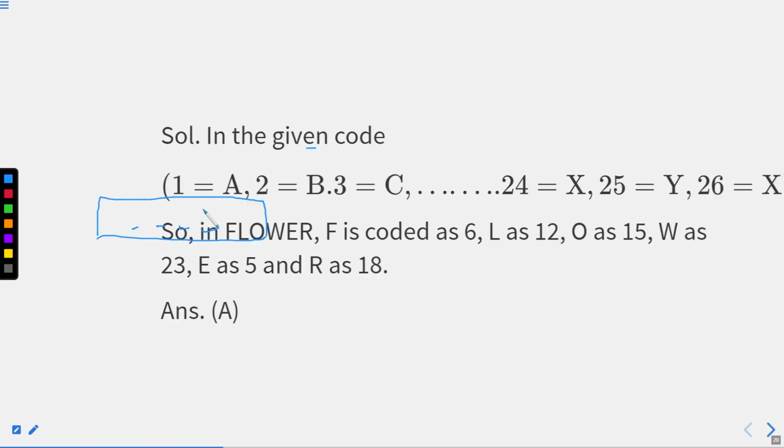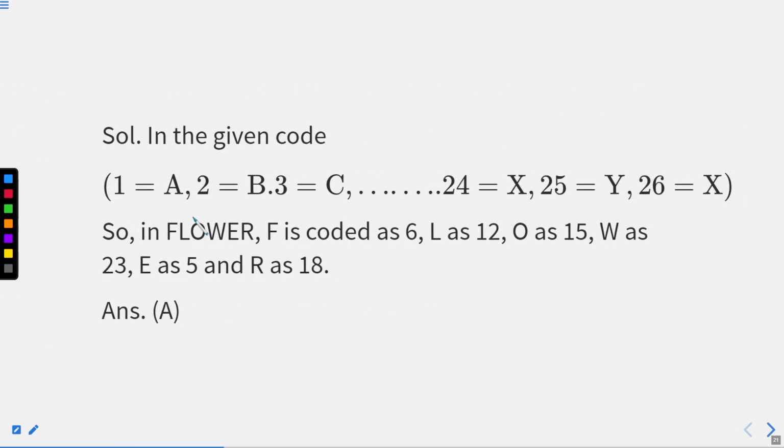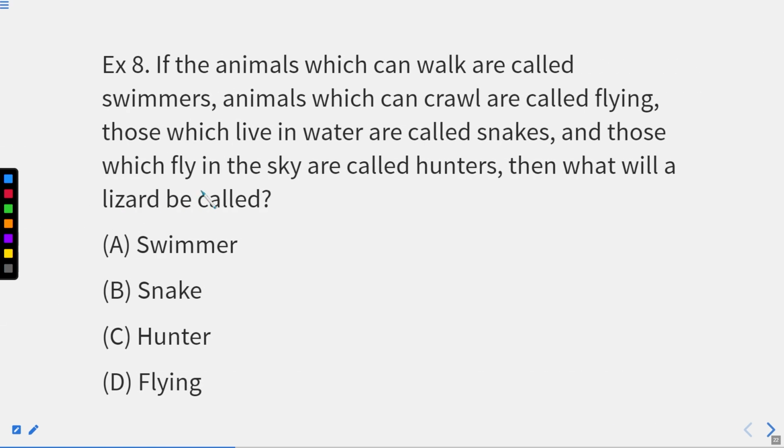Till now we have discussed 7 questions, 7 concepts, and I hope this is very helpful for you. Now we'll move to the next question, which comes with a new concept. Every time we are discussing something new. So the 8th question is saying something. First we'll read the question carefully.